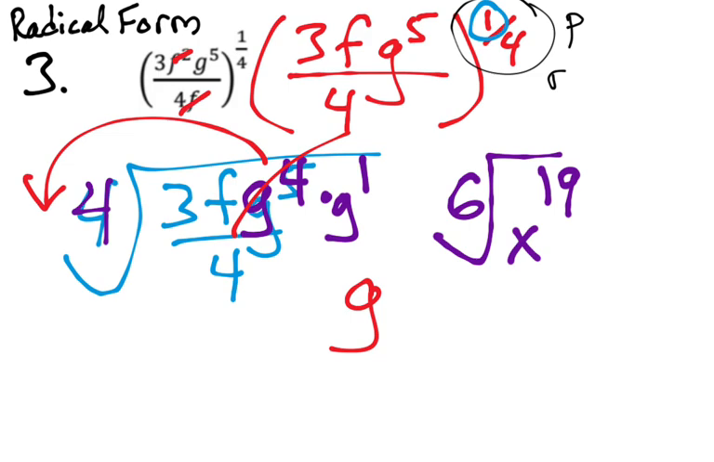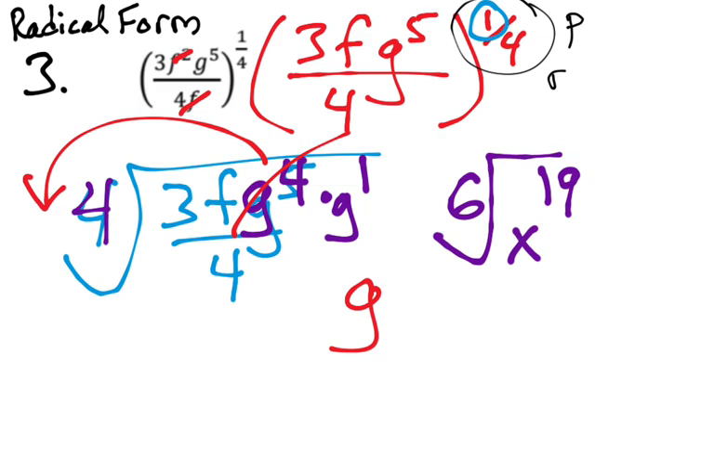Pause the video and try to do that quickly. If you can't do that, then this is the wrong video for you to be on. You got to go back. And here we go. So you need the 6th root, so you need multiples of 6 that go into 19. That is how many x's you're going to be able to take out.